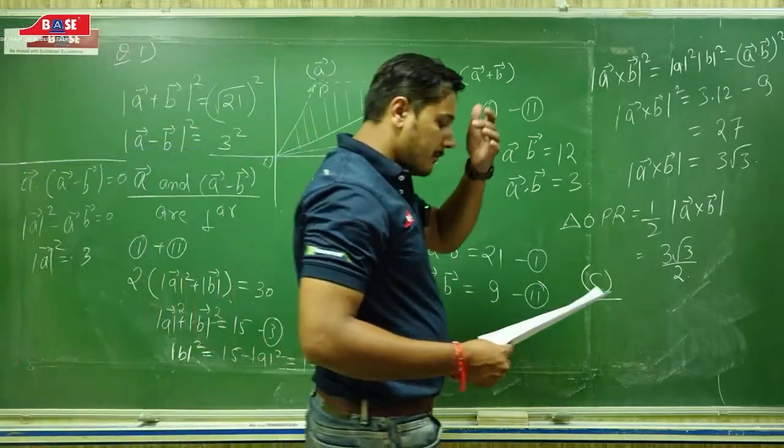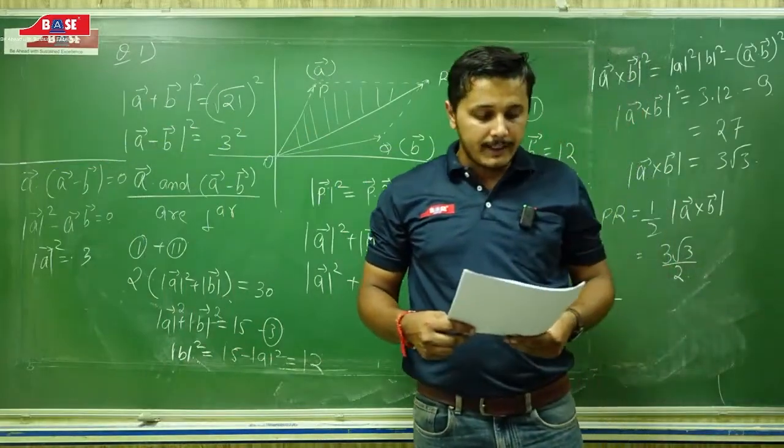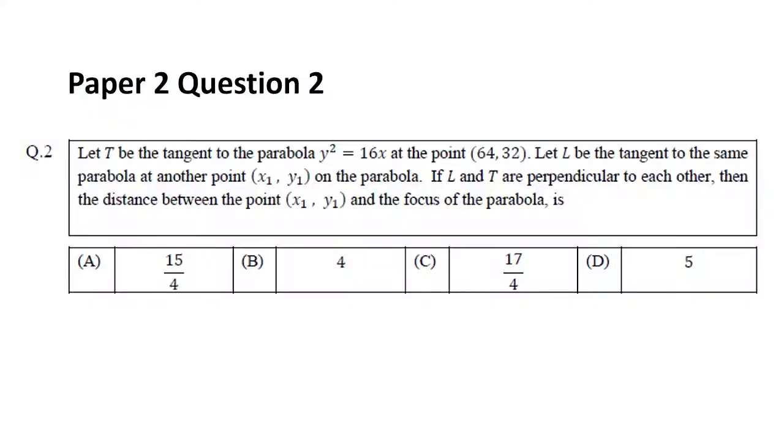Now let's move to the question number 2. What question number 2 states is that we have a parabola, y square is equal to 16x. A parabola is given. A point on the parabola is 64, 32. So using the point, we can find the parameter t value.